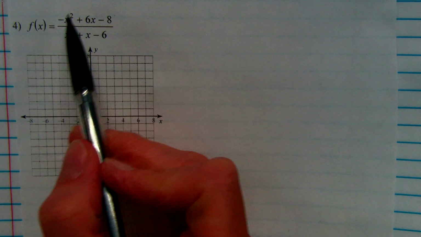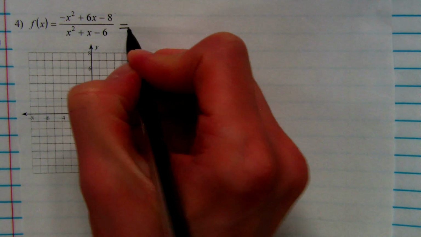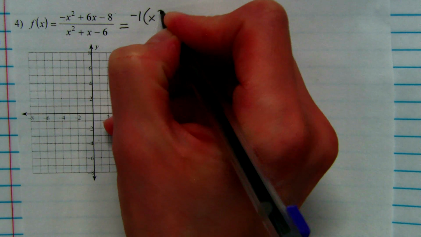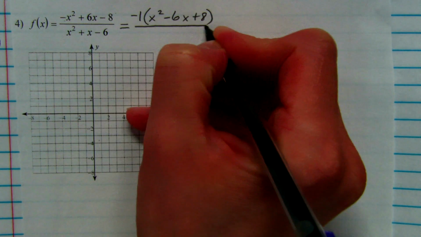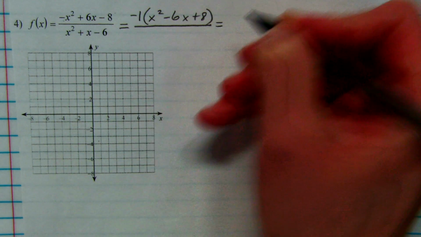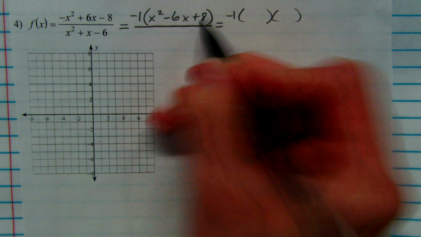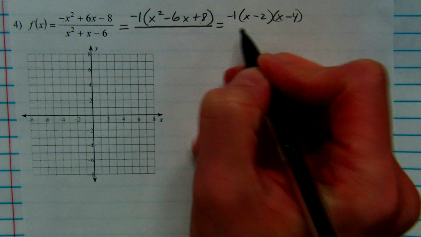The first thing that I notice on the first one is that it has a negative in front, so we got to take that out. So I'm going to have a negative 1 and then x squared minus 6x plus 8. And then we can factor this further. So we're looking for numbers that... -2 and -4. Good, x minus 2 and x minus 4. I've got such a smart class today.